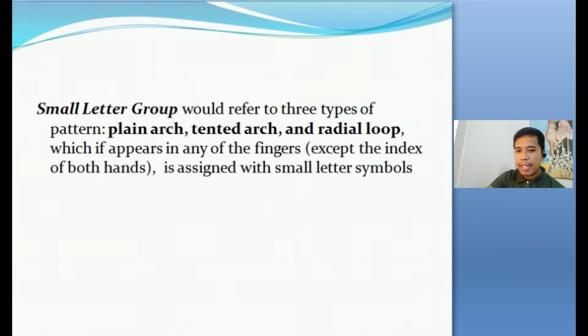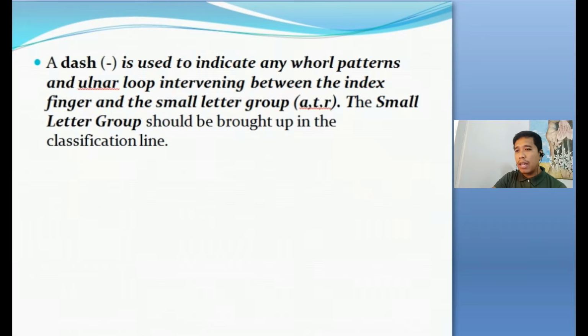Another that you have to remember, cadets, a dash is used to indicate any whorl patterns and ulnar loop intervening between the index finger and the small letter group. The small letter group should be brought up in the classification line. So dito po tayo lahat, almost everybody has difficulty. Okay lang sana kung sa index finger lang. Pero pag may existence ng small letter group patterns, yung plain arch, tinted arch, at radial loop, dito medyo makomplicate tayo. Now again, ang dash would indicate any whorl or ulnar loop patterns na nag-intervene, nasa gitna ng small letter group.